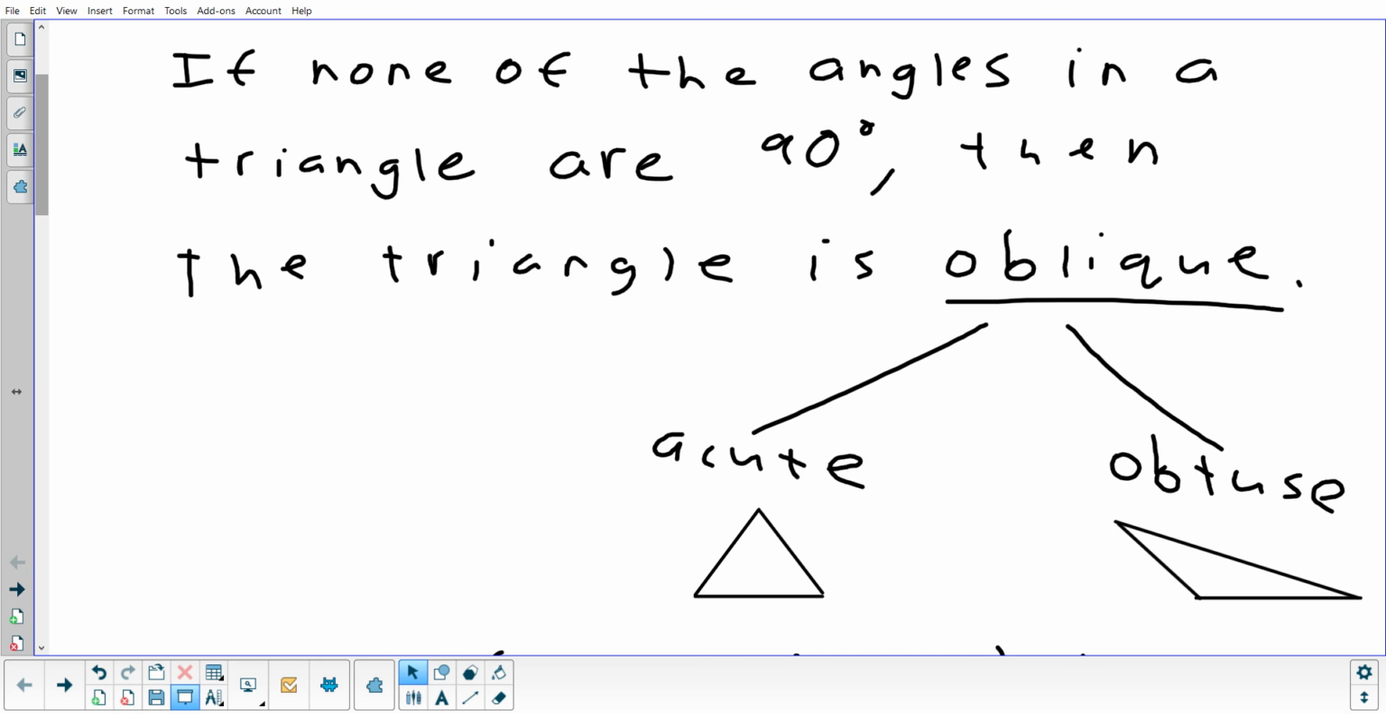Can you have 2 angles bigger than 90 in a triangle? Why not? Ethan? Because all the angles have to add up to 180. Yeah, they have to add up to 180. So if you had 2 bigger than 90, it would already add up to more than 180 without the third one.